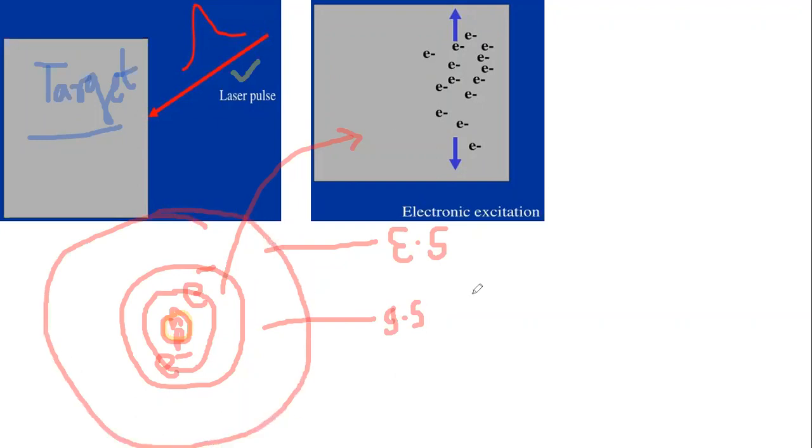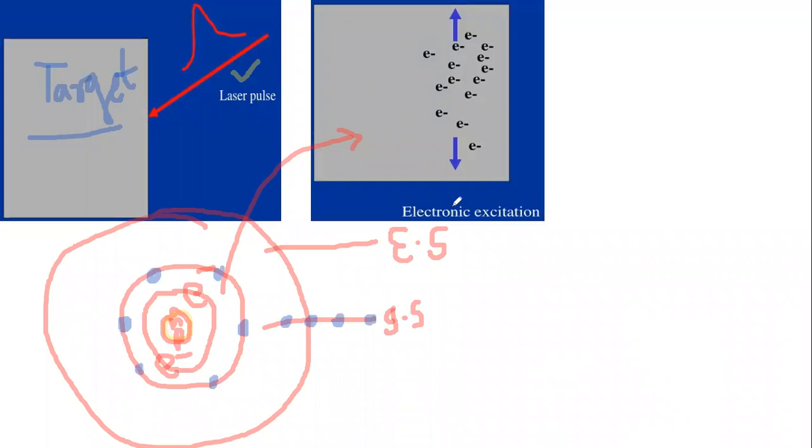Electrons are always present in the ground state. Here the electrons are present, here, and here. So in the initial stage or inner shell, the electrons are always present. Electrons always occupy the ground state.